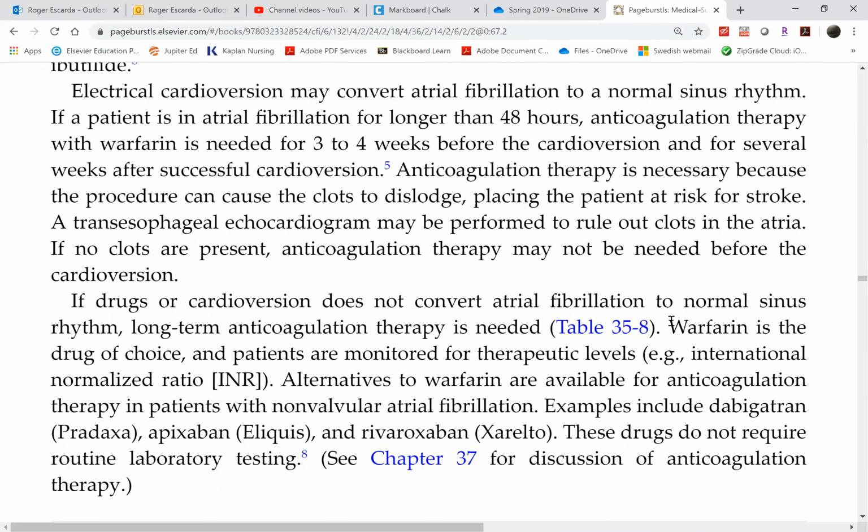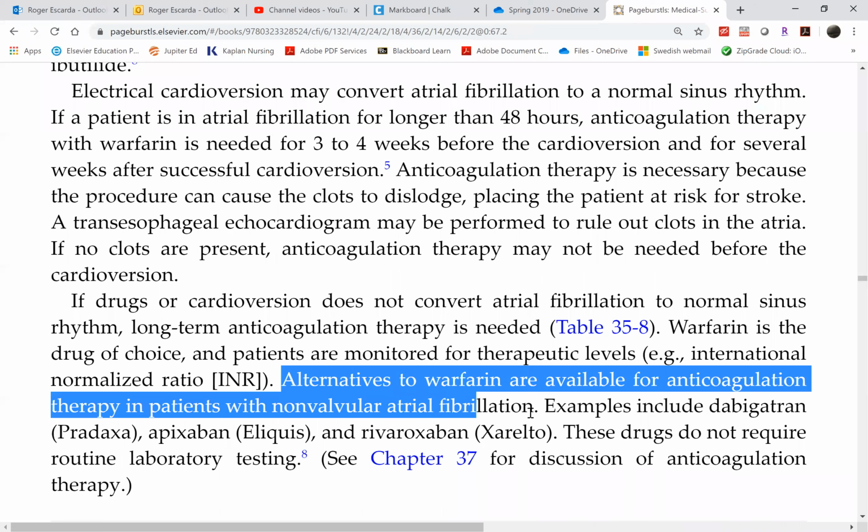warfarin, which is of course our drug of choice. However, there are alternatives, but remember that the alternatives they mention here are for non-valvular AFib, meaning the AFib must not be caused by a valve problem. If you have mitral stenosis or aortic stenosis, more likely mitral than aortic, because what causes AFib is congestion in the atria, and therefore it can't be an aortic or pulmonic problem. It's usually a tricuspid or a mitral problem.